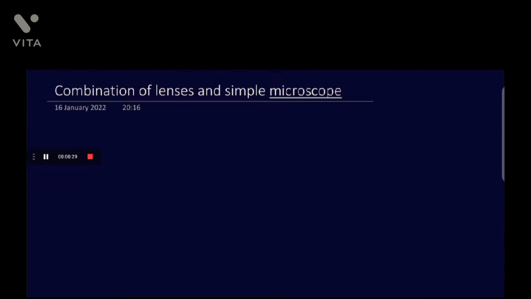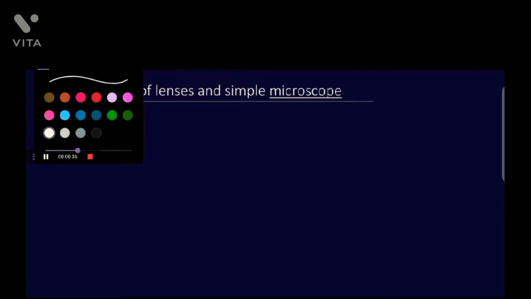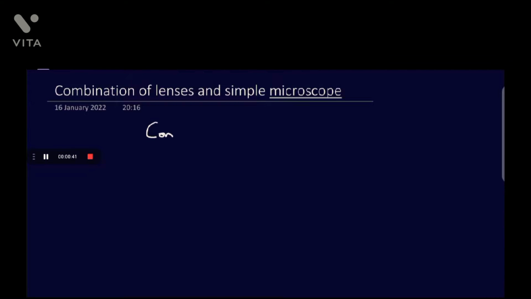So today's topic is about combination of lenses and simple microscope. First we will talk about the combination of lenses, right? So here in combination of lenses, the first topic that I want to do is, when two lenses are combined, what will happen? What about the total focal length? What about the total power?